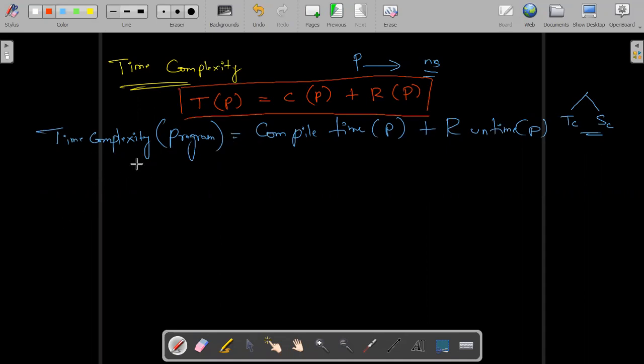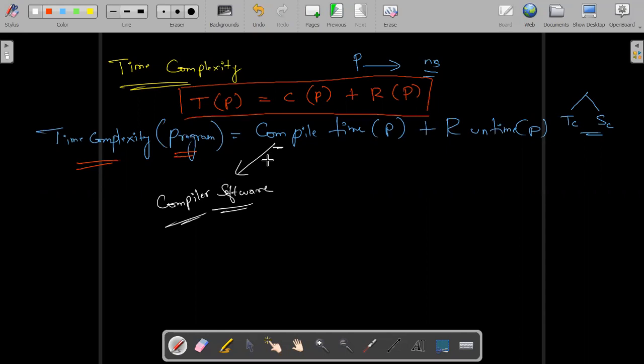Now I think everybody understood how to find the time complexity. So you are going to write a program. Think like that. This program is given to the compiler. There will be a compiler. What do you mean by compiler? Compiler is nothing but a software. Yes or not? Compiler is just a software. So compiler is what here? It's a software.